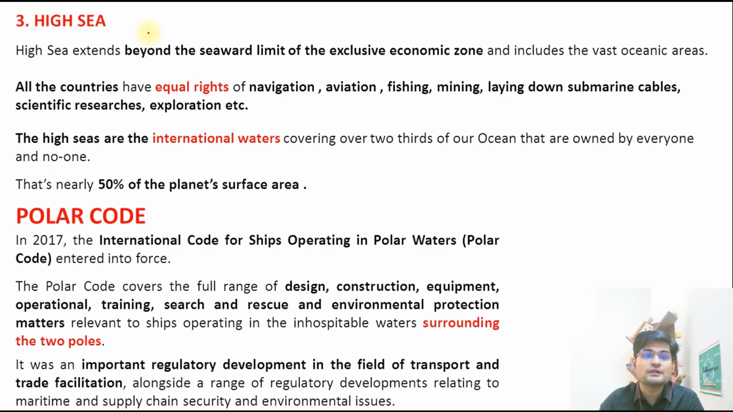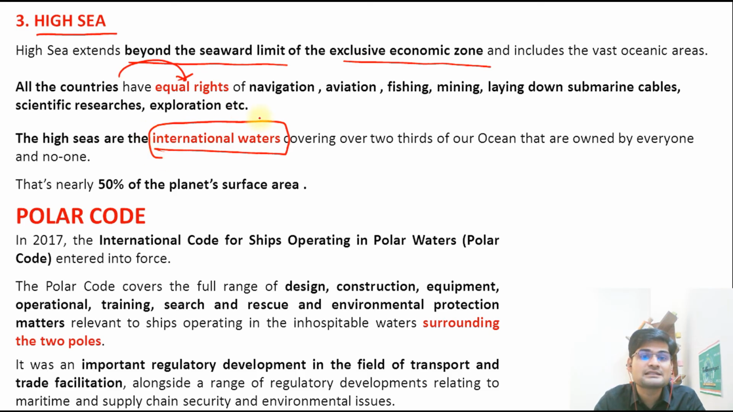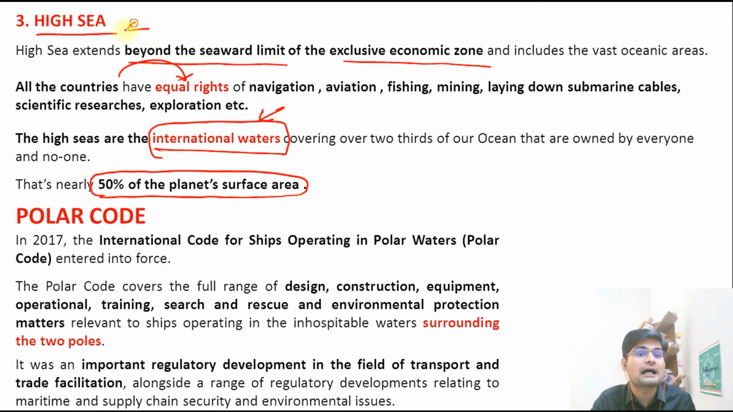And the third one, which we know by the name of high sea, is away from EEZ. High sea extends beyond the seaward limit of EEZ, and remember, all the countries have equal rights, and it is also called international waters. Remember this concept of international waters, because it is like a common property resource. So high sea is supposed to be for everyone. People can navigate, take on fishing, mining, and other activities as well. They can carry out explorations and scientific research in international waters. So there is that kind of common property resource concept. And remember, nearly 50% of the planet's surface area is still covered by high sea. It means 50% of the surface area of the ocean is still under international waters. So that is an important point to remember.